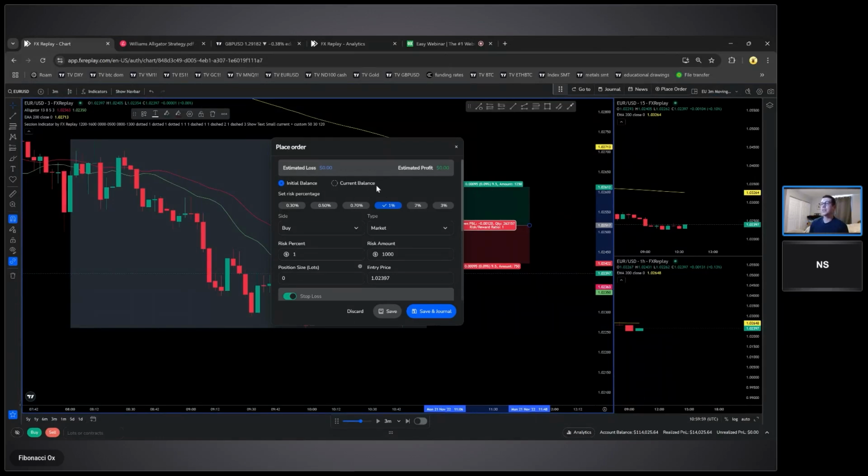I generally do that for backtesting because when I look at the analytics, every percent that I make is 1R. So if I make 8% in a month, that's easy for me to say, okay, I made 8R that month, 2R that month, 3R that month. So 1% of initial balance is just easy for me to look at in the analytics.